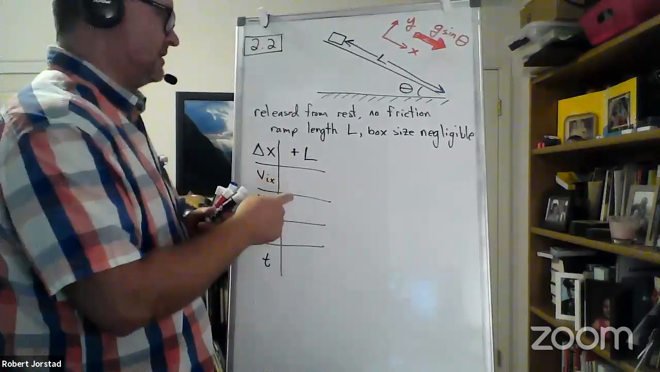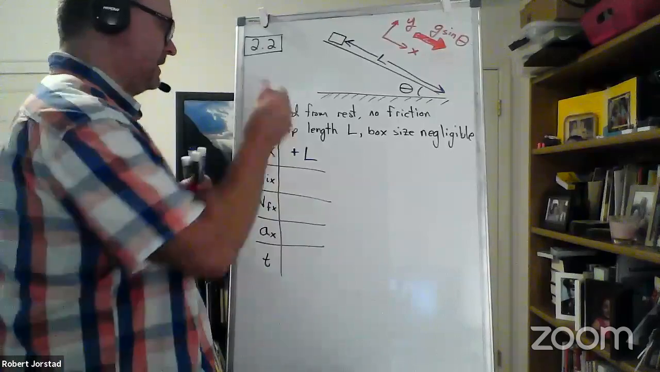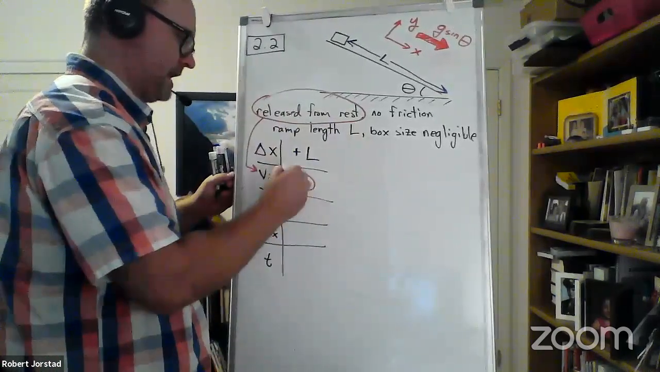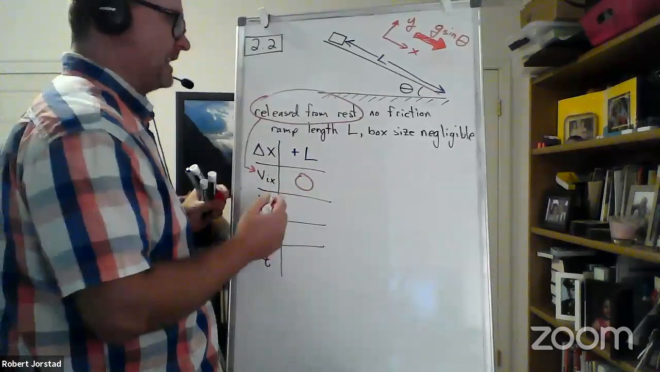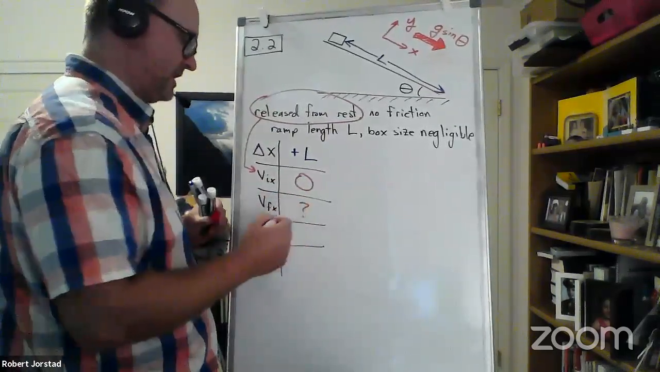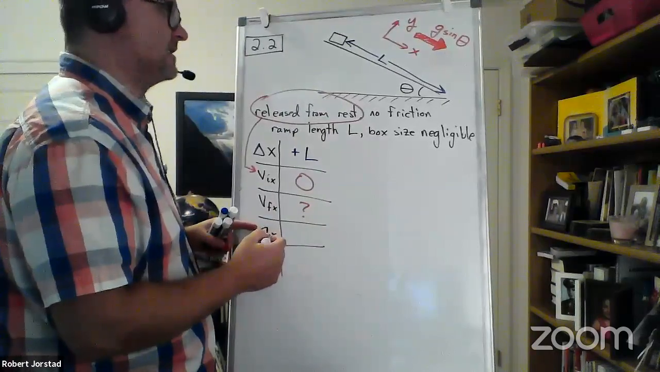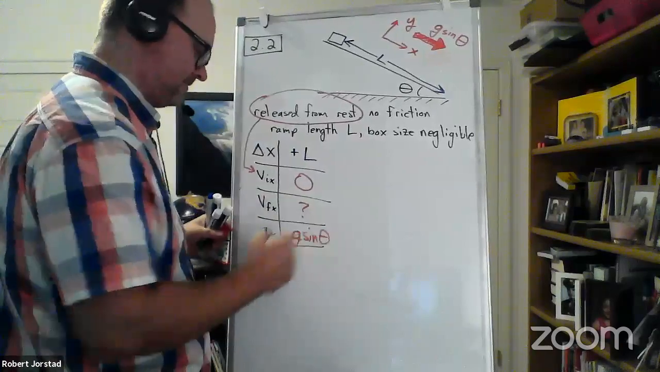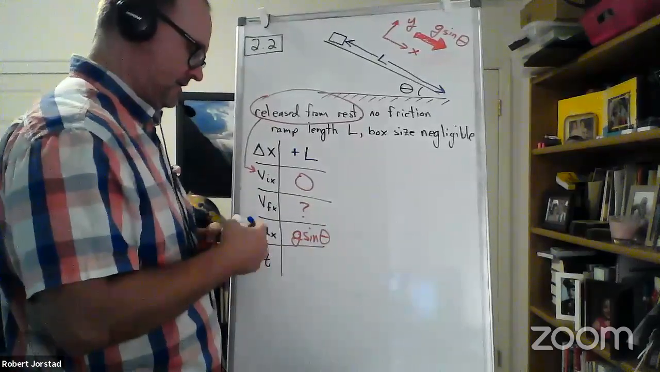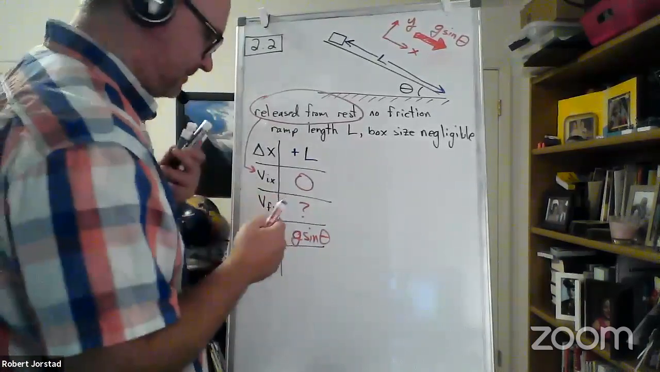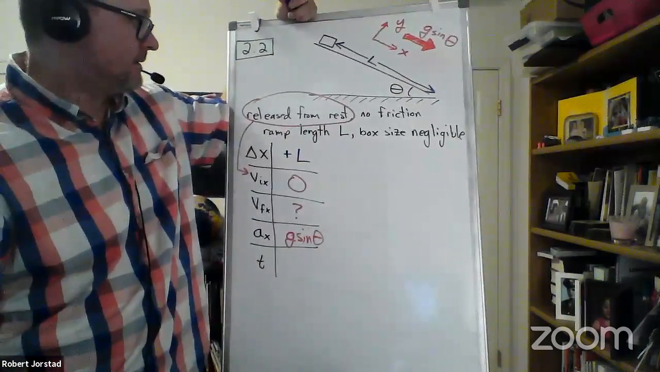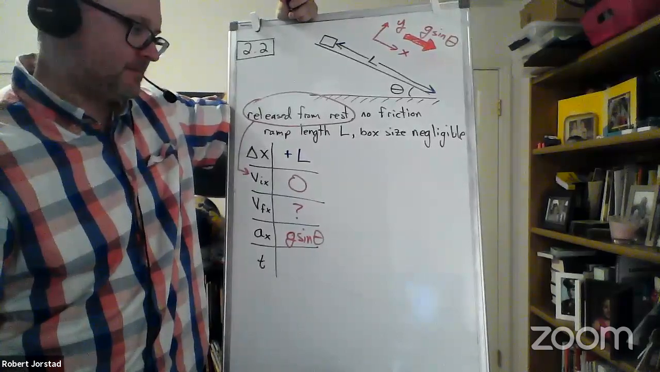V initial x. That's 0. Got it. V final x. Nothing in the problem told me that. A sub x. Aha, that's g sine theta. Time, was that given to us or not? What do you think? No, is that what we're finding?